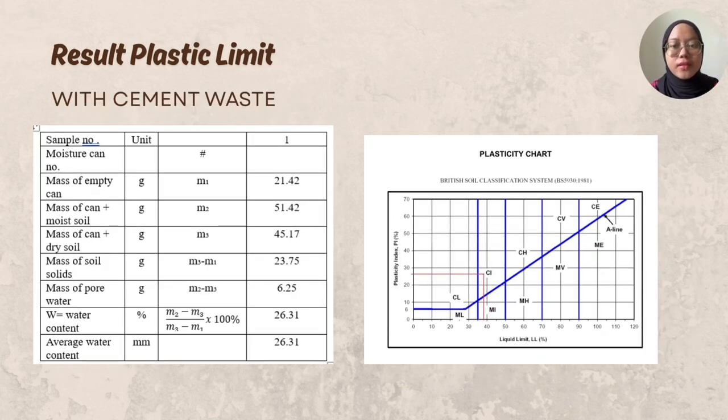Next, this is the result for the plastic limit with cement waste. The plastic limit of the soil is 26.31%. This indicates that the soil changed from a plastic state to a semi-solid state when its moisture content decreased to 26.31%. Below this moisture content, the soil loses its plasticity and begins to crumble when rolled into a 3 mm thread.